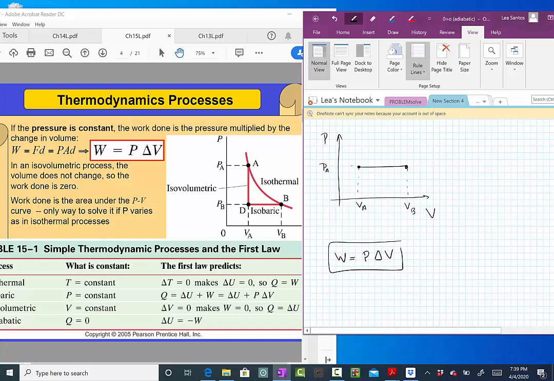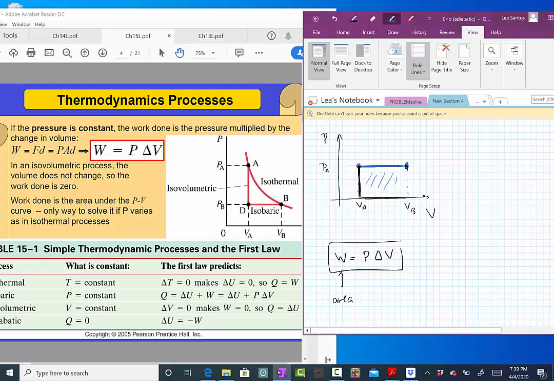Okay, what is this equation telling us? That what we are doing is we are getting this value of the pressure, right? This value, and we are multiplying by this value of the delta V. So what we are computing is the area underneath this curve here, correct? So this is to say that work is the area underneath this curve, in this case, the curve for the process.